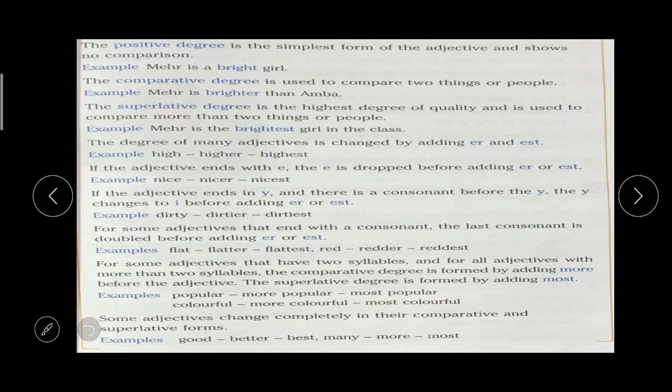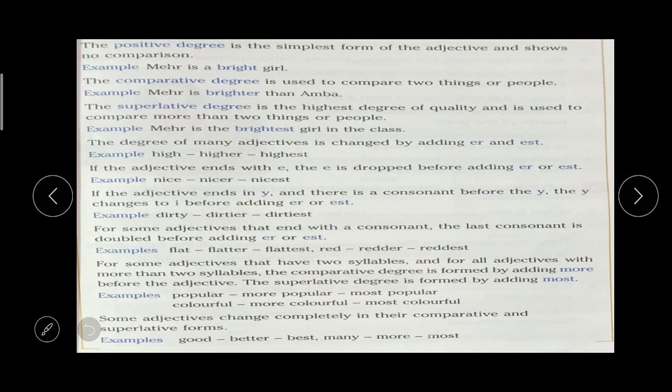So sometimes we change the degrees of adjectives by adding er or est, like high, higher, and highest; bright, brighter, and brightest. But if the adjective ends in E, the E is dropped before adding er or est, like nice, nicer, and nicest.